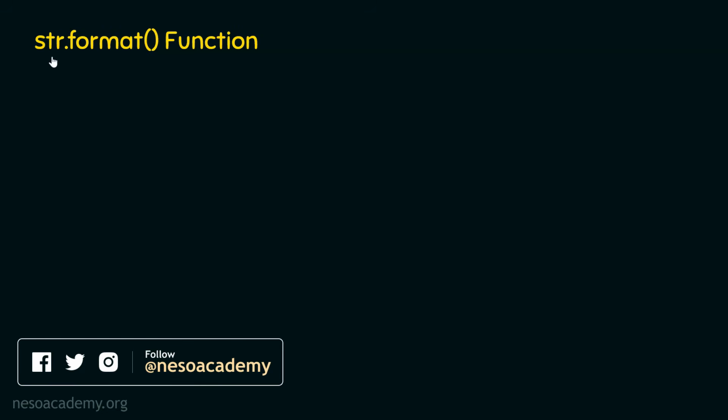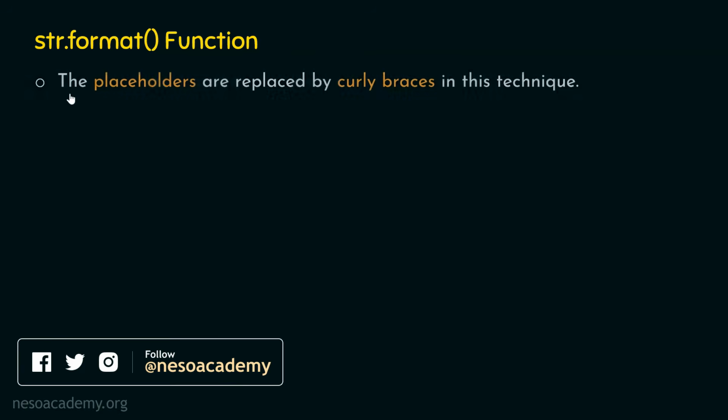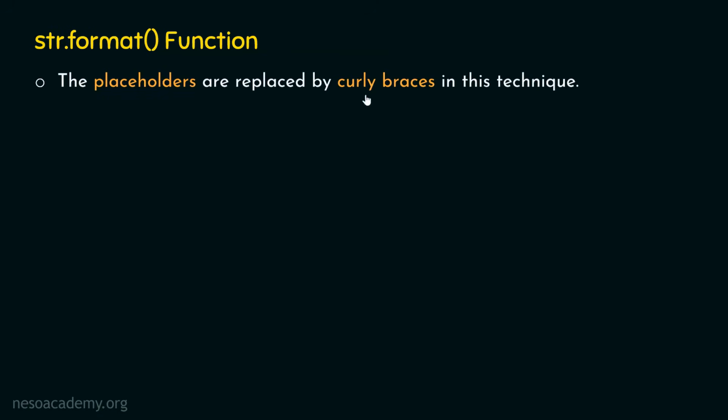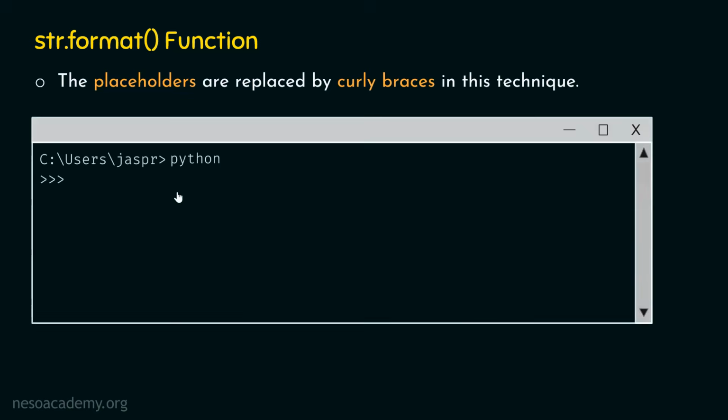str represents the string which we want to format. In this technique, the placeholders are replaced by curly braces. So in place of placeholders, we will have curly braces. Now let's open our command prompt and let's type name equal to Jaspreet and let's hit enter. This time let's type city equal to Delhi. Then again we need to hit enter.